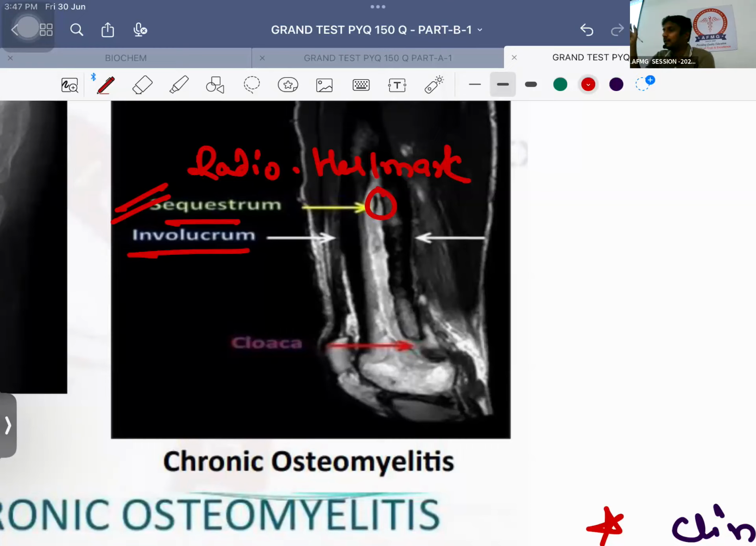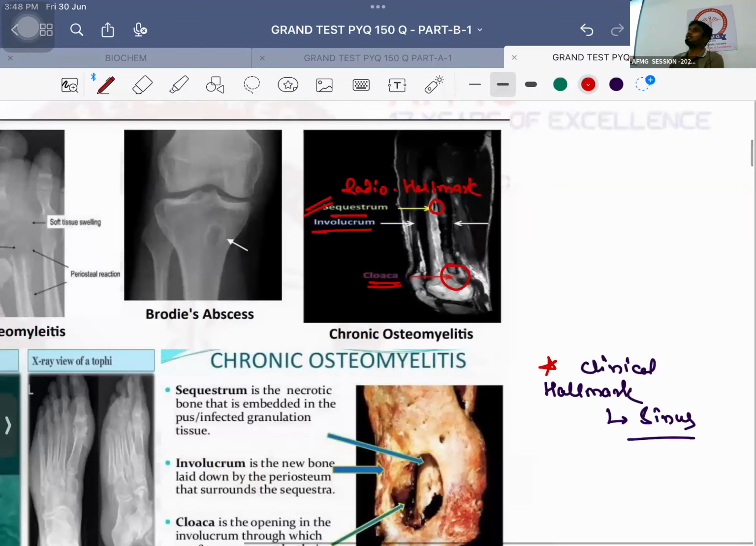And usually pus कहाँ बन रहा है bone के अंदर, वो बाहर कैसे आ रहा है with the help of sinus, but bone से भी तो बाहर आना चाहिए, तो bone से जो बाहर आता है that is what with the help of cloaca. Skin से बाहर आएगा with the help of sinus, but bone से बाहर आएगा with the help of cloaca. ठीक है? So what is the clinical hallmark? Sinus. Radiological hallmark? Sequestrum. Dead necrotic bone is known as sequestrum. New bone is known as involucrum. For pus drainage on skin we have the sinus. For pus drainage in bone we have the cloaca. कोई दिक्कत नहीं है. That's it.